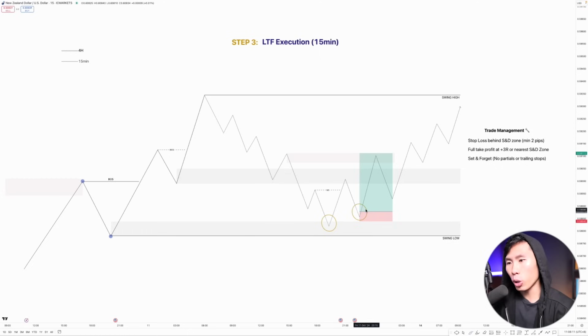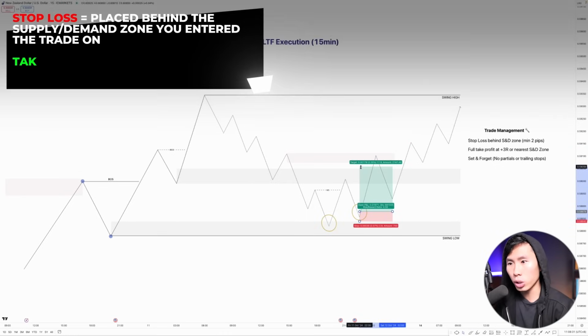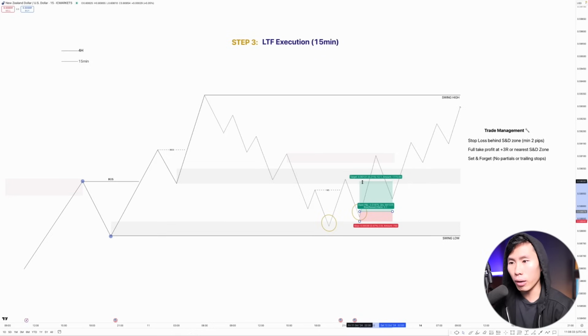So what's next after you enter for the trade? After you enter for the trade, this is when you want to manage your trade. And I'm going to show you the exact step-by-step process on how we actually manage our trade. First of all, you'll be placing your stop loss behind the supply and demand zone that you actually entered the trade on. And then for a take profit, I will advise you to either take profit at plus 3R, which means the minute price reaches 1:3, like this, 1:3, you get out of the trade.